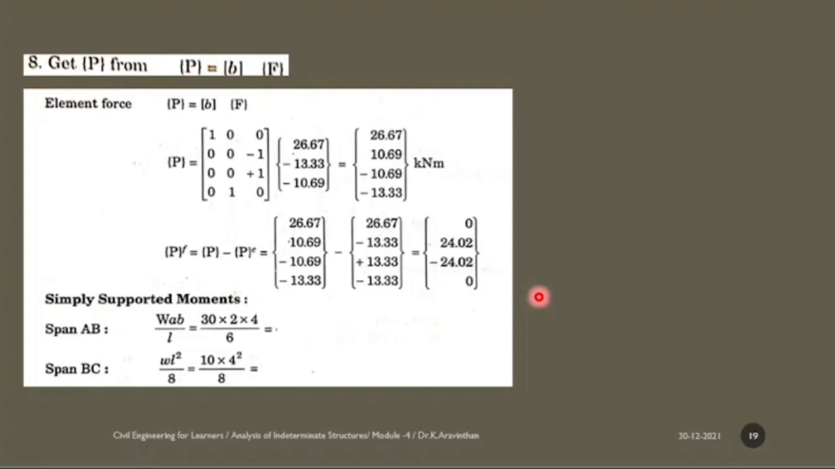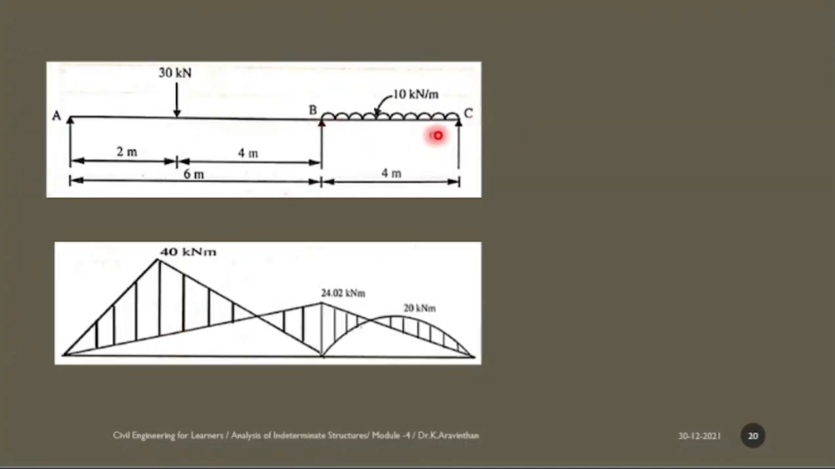For finding the positive moment, you have a point load. Consider it as simply supported. Your formula is WAB by L, which will be 30 into 2 into 4 by 6, and you have a uniformly distributed load at this point, that is WL square by 8. So this will be your bending moment. Your negative bending moment is 24, which is solved by using the matrix flexibility method. And for finding the positive moment, consider it as simply supported, and you got the answer as 40 and 20.